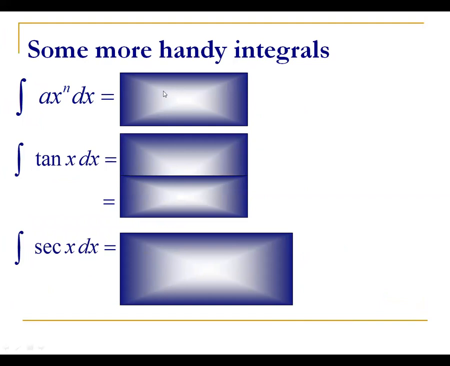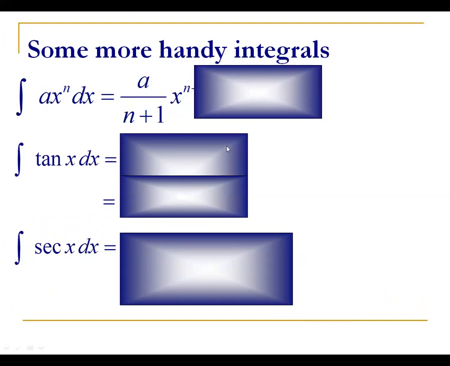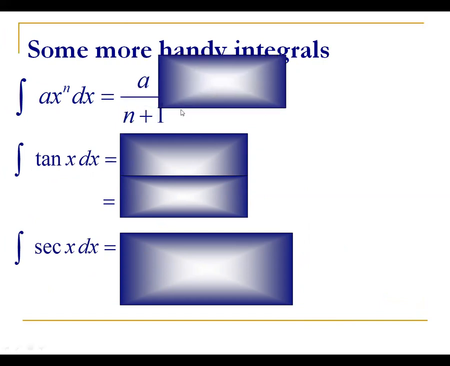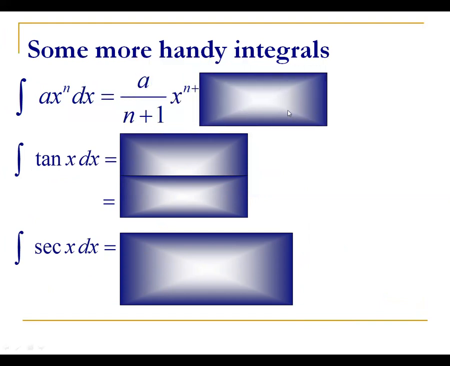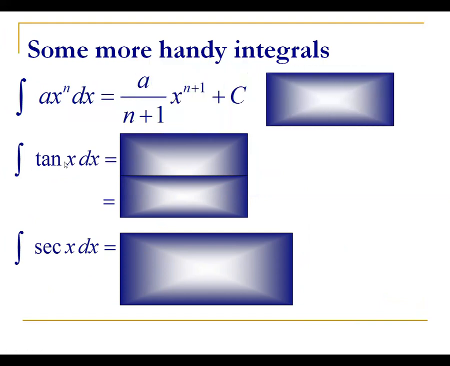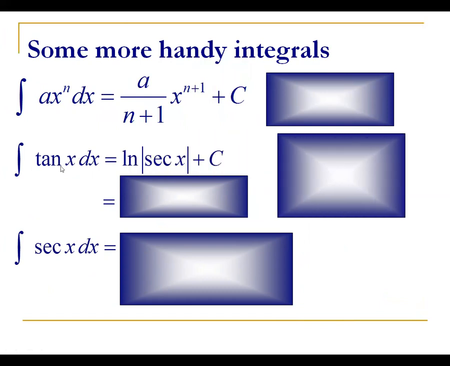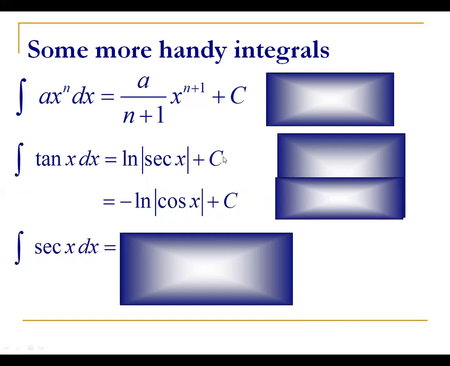Some more handy integrals. If you have the integral of a times x to the n, it's a over n plus 1 times x to the n plus 1. Don't forget your plus c. Okay, the integral of tangent. Remember, you can rewrite tangent as sine over cosine and apply the natural log rule, which gives natural log of absolute value secant x plus c. Also, you could write it as negative natural log cosine.